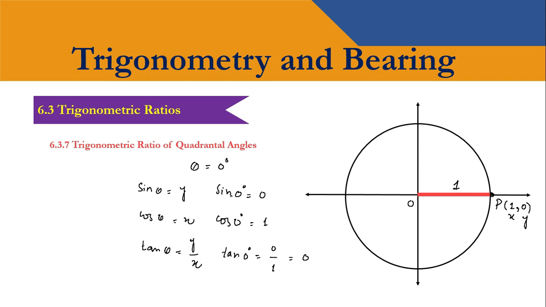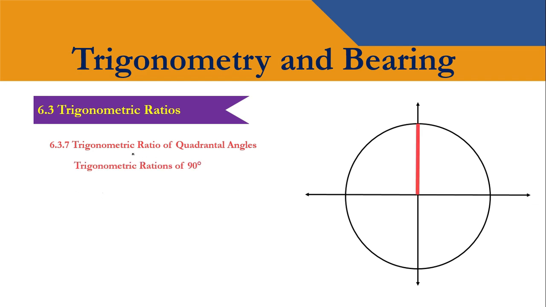Now the remaining 3 ratios are the reciprocals of these 3 ratios. The reciprocal of sine theta is cosecant 0 degrees. So the reciprocal of 0 is infinity. Similarly, the reciprocal of cos theta gives you the secant theta value. The reciprocal of 1 is 1. And the reciprocal of tan 0 degrees, the cot 0 degrees, is the reciprocal of 0, which is also equal to infinity. So these are all the trigonometric ratios for the quadrantal angle of 0 degrees.